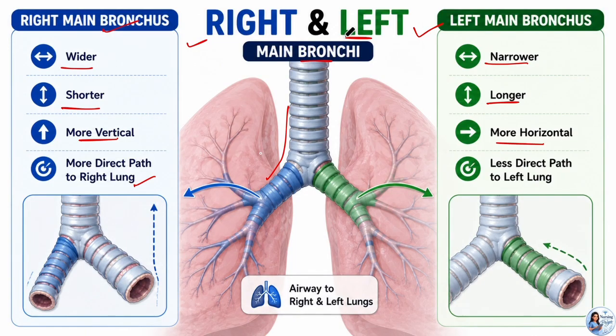Now, here's the important clinical point. Since the right bronchus is wider and more vertical, any accidentally inhaled object such as food or a peanut or a small toy is more likely to enter the right lung.